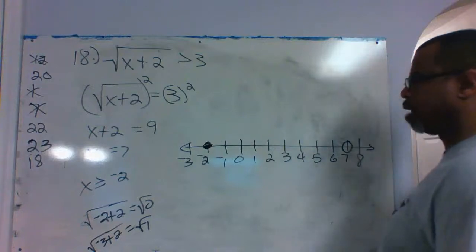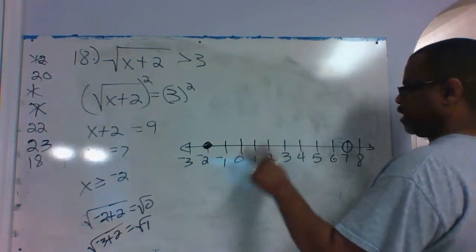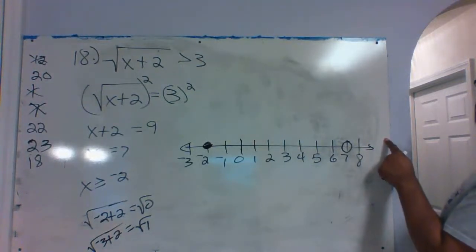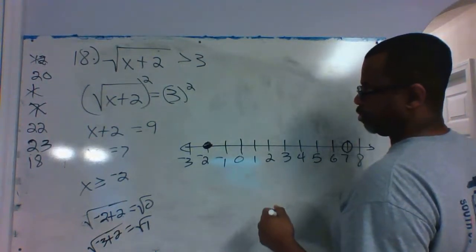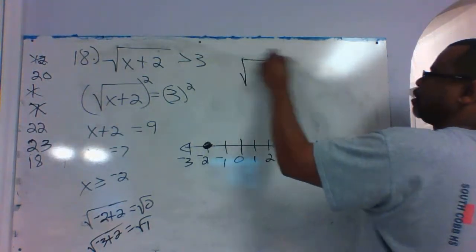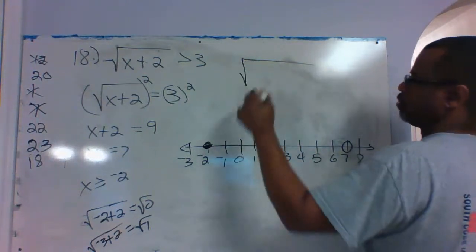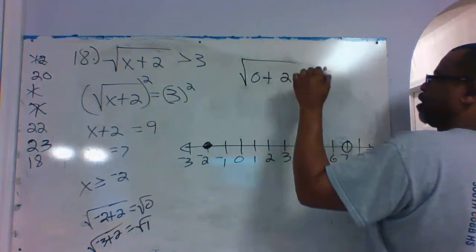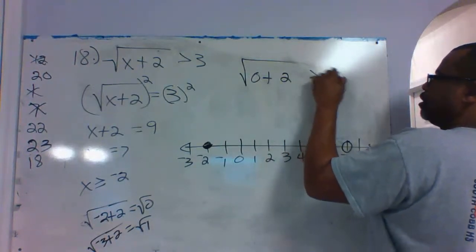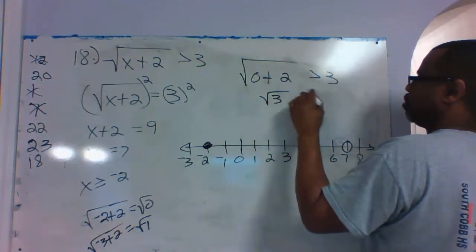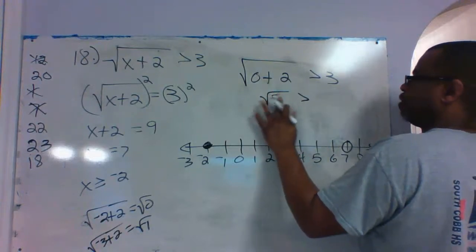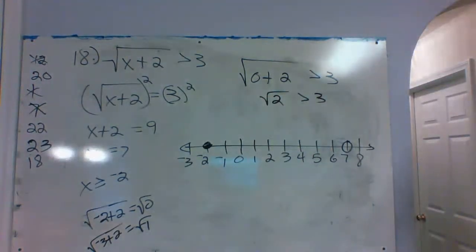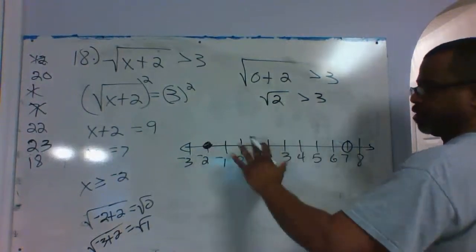And so now I'm going to pick a point somewhere in here. I got to pick a point here, and I pick a point here. Now, I'm going to be, I won't say lazy. I'm just going to use the simplest one. So I'm going to put 0 in there. So 0 plus 2. So the square root of 0 plus 2 is... we know that the square root of 2 is not greater than 3. So there's no solution in this area.